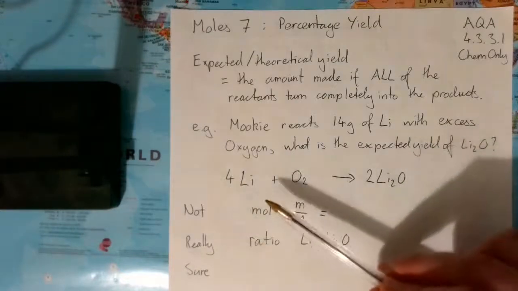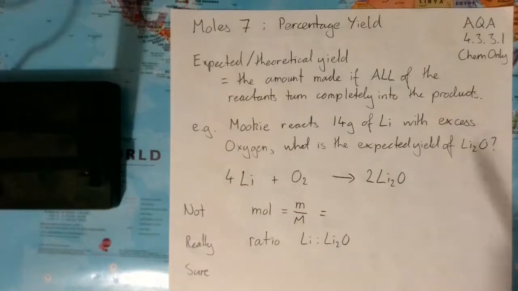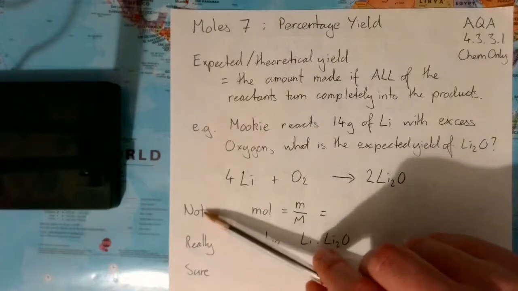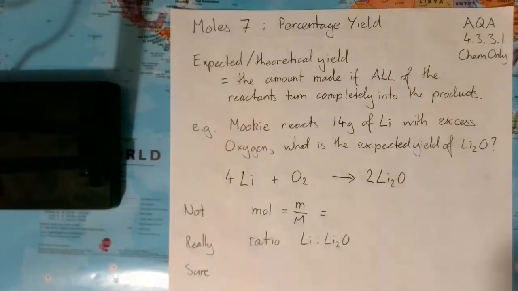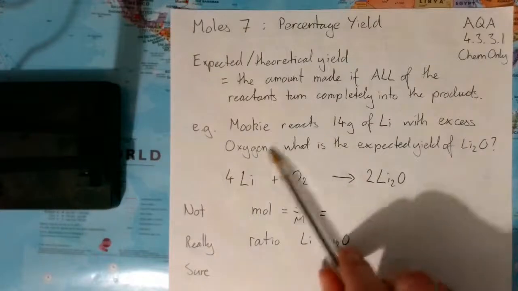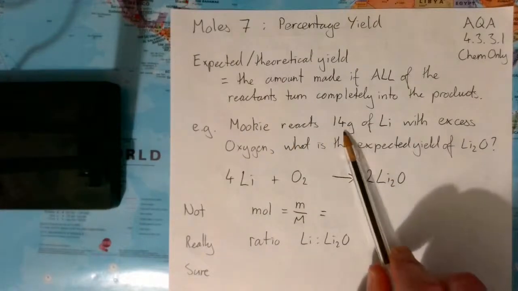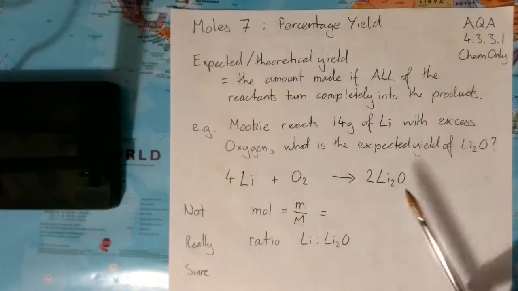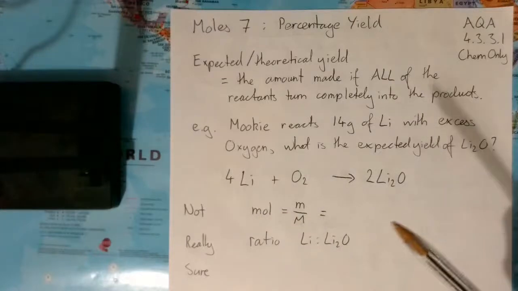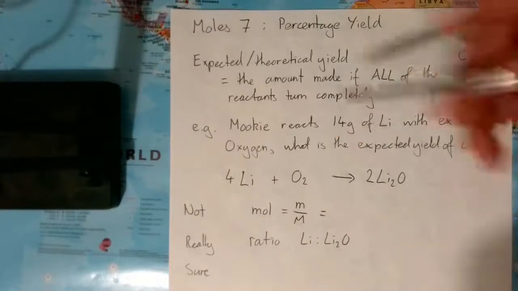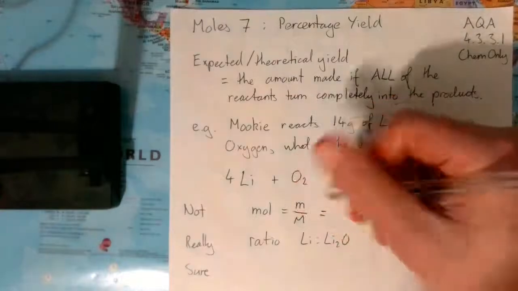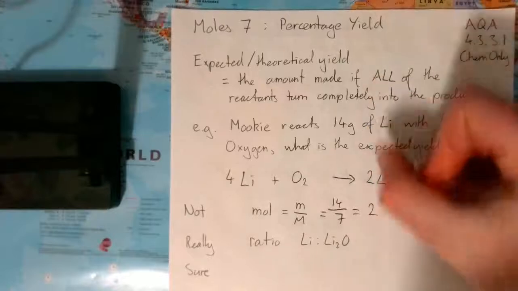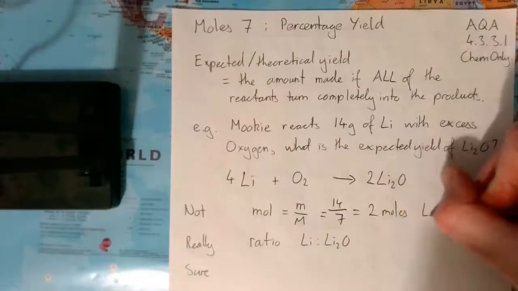Now, to work out how much you would make of a product, if you haven't, please go back and watch video 5 to remember about moles. Mole is the number of moles. So the first thing we do here is we have to take the mass and turn it into moles, because whenever we're dealing with working out how much of one chemical we get from another, we need to use the balanced equation and the number of moles. So this is a mass, so sample mass divided by molar mass, 14, the 7's from the periodic table. Mookie has got 2 moles of lithium.